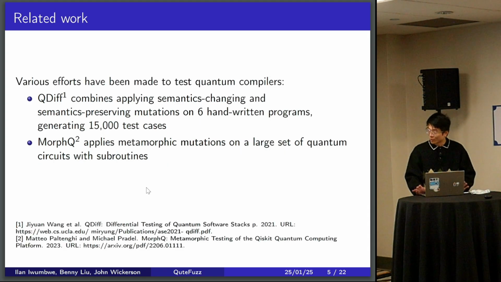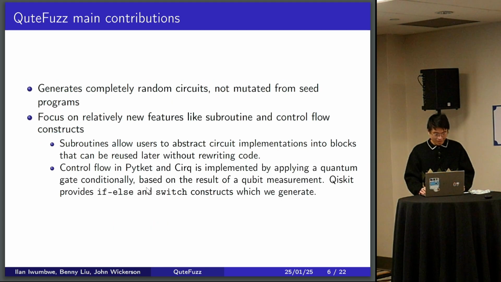We're not the first to do this. These are some of the notable related work. QDIF is one of the earlier ones, done by Jiyuan Wang et al. They started out with 6 handwritten programs, which they mutate to generate 15,000 test cases, and they found a few bugs as well. And MorphQ is pretty much the same thing, but they added subcircuits to it, which is done by Matteo Paltenghi and Michael Perdell.